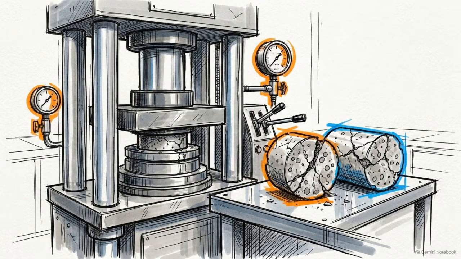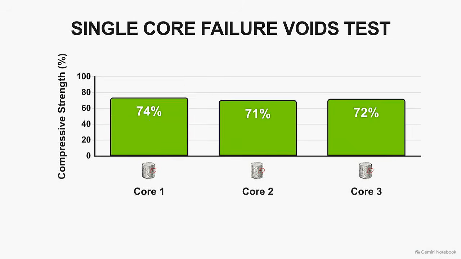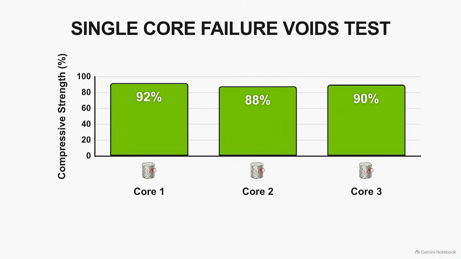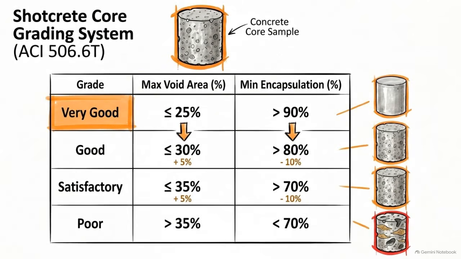Rule 12 establishes 2 criteria for compressive strength acceptance. The average of 3 cores must meet 85% of the specified strength, and no single core can fall below 75%. Rule 13 uses a visual grading system for cores. A core is rated very good if the total void area is 25% or less, or if the bonded encapsulation of reinforcement exceeds 90%. Rule 14 follows a predictable mathematical progression.